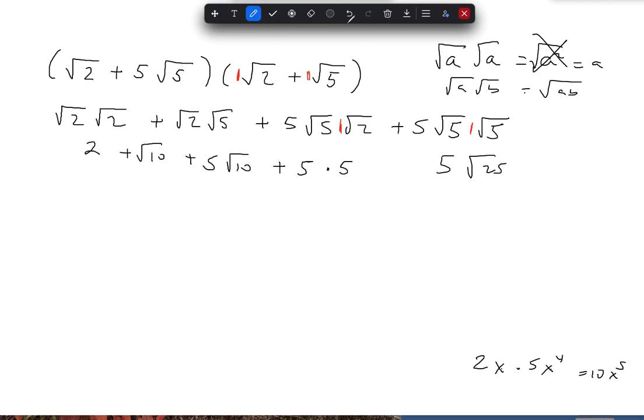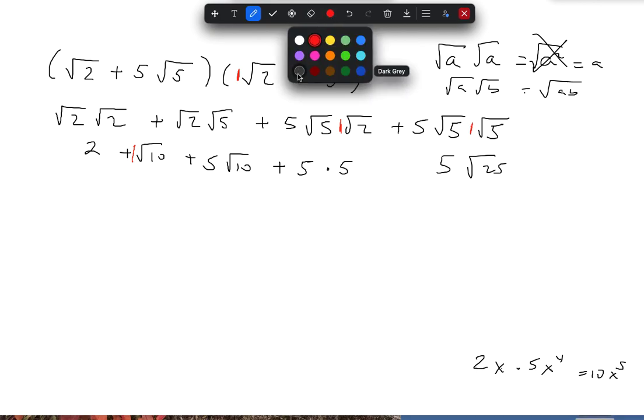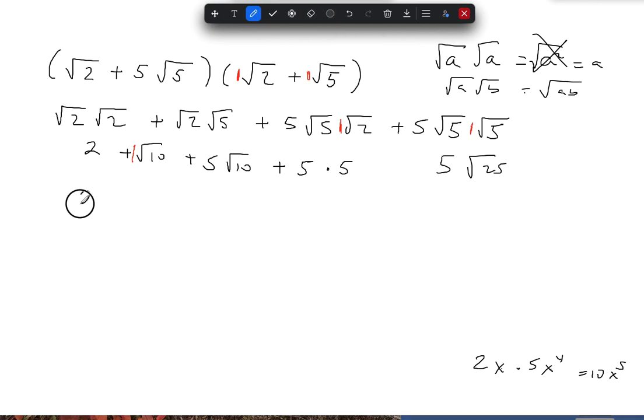And then we just have to collect like terms. And there's another invisible 1 right there. That could be a bit of a problem. So this would be 2 plus 1 root 10 plus 5 root 10s. So if I have 1 root 10 plus 5 root 10s, that's going to make 6, because that's 1 plus 5 is 6. Root 10s plus down here 25, 5 times 5, and then those are still like terms, so I'll put those together and get 27 plus 6 root 10.